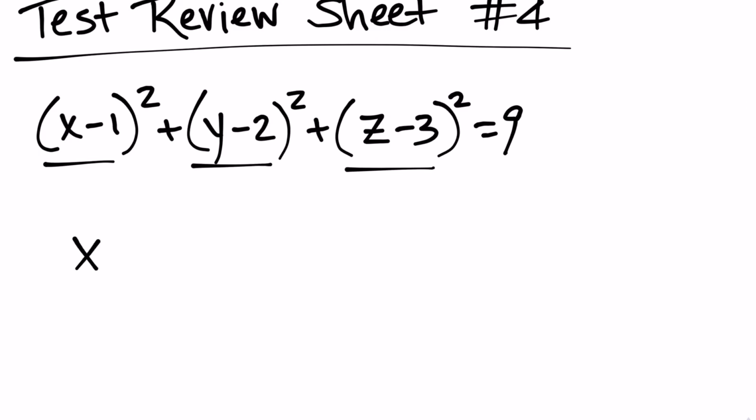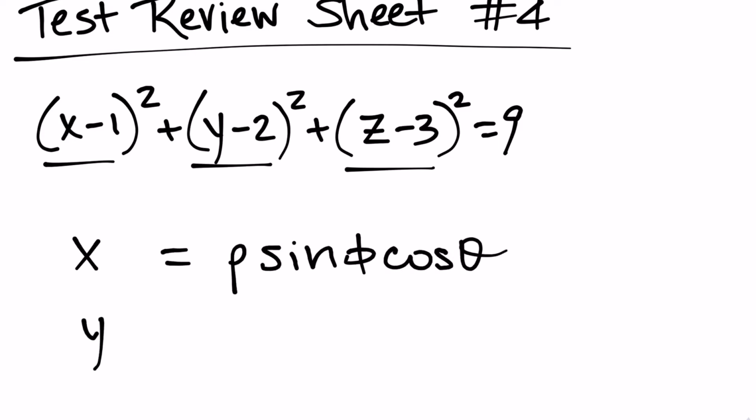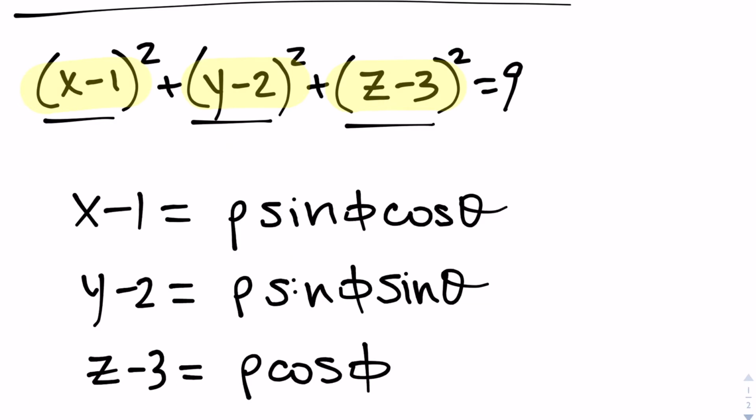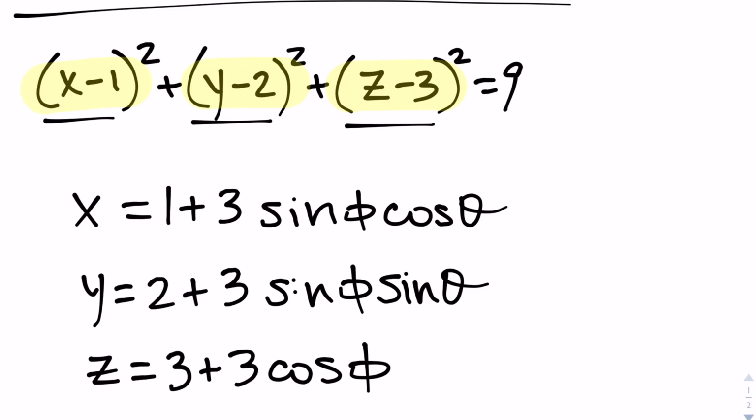So if we recall the spherical parametrizations, x becomes rho sine phi cosine theta, y becomes rho sine phi sine theta, and then z becomes rho cosine phi. Except in this case, we have to take the center into consideration because it's not at the origin, so it's actually this. The problem gives us rho, or the radius, which is 3. So once we reorganize these equations to just represent x, y, and z, we have our final parametrization.